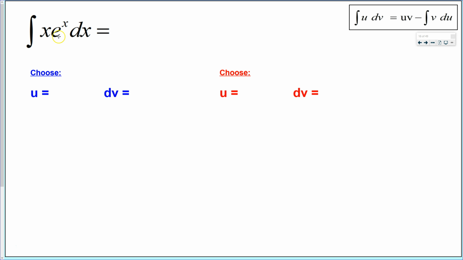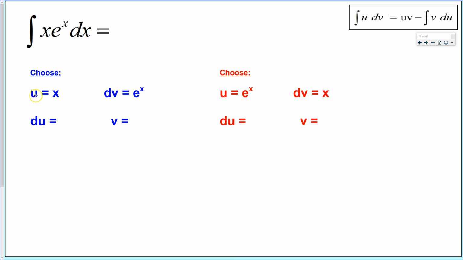We have x and we have e to the x. So we have two choices. We can let u equal x, or we can let u equal e to the x. So let's play out both those possibilities. In either case, I'm going to set these up. Now, the other side of the formula calls for both a u and a v and a du and a dv, basically the opposite of what we have. So I need a du and I need just a regular v.